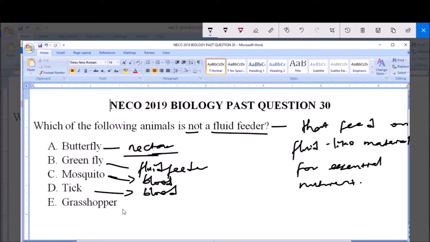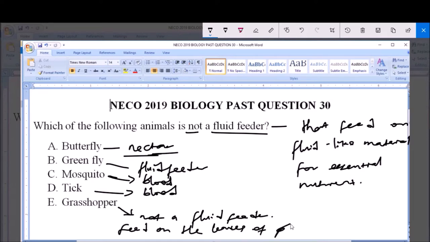Now, option E says grasshopper. Grasshopper is not a fluid feeder because grasshopper feeds on the leaves of plants. It feeds on the leaves of plants, so it is not a fluid feeder. Therefore, the answer to this question is option E, grasshopper. Grasshopper is not a fluid feeder.